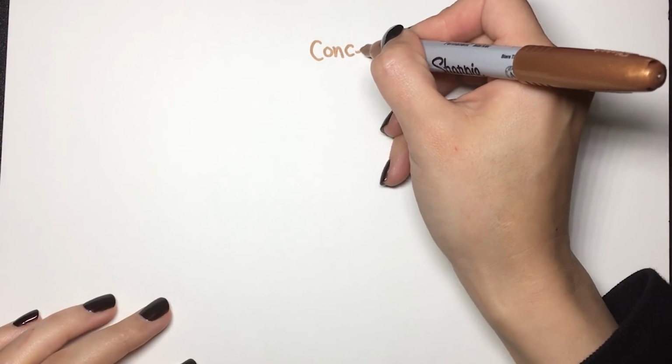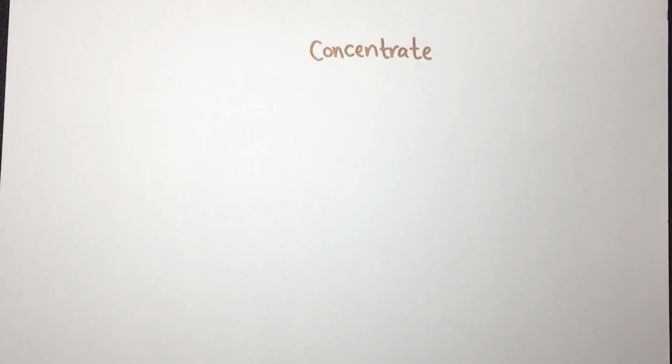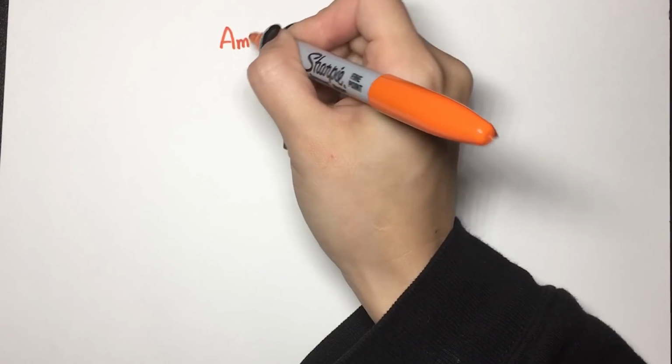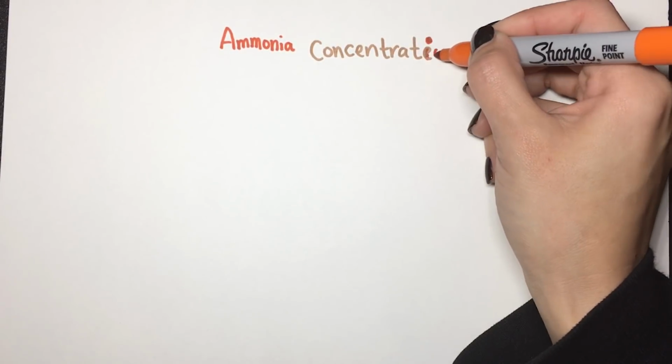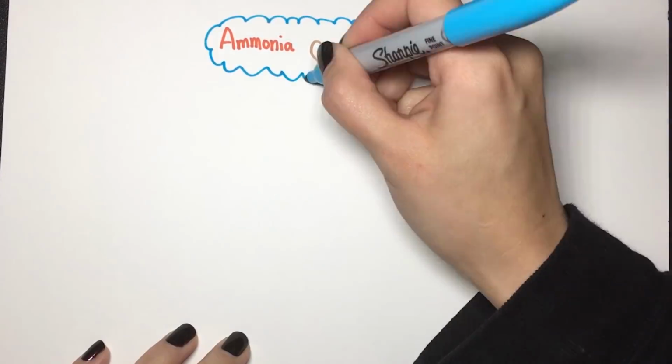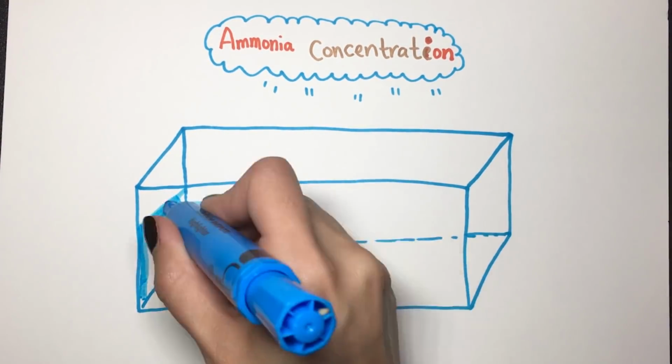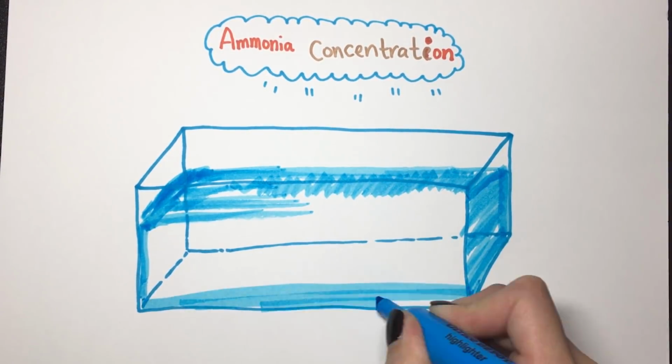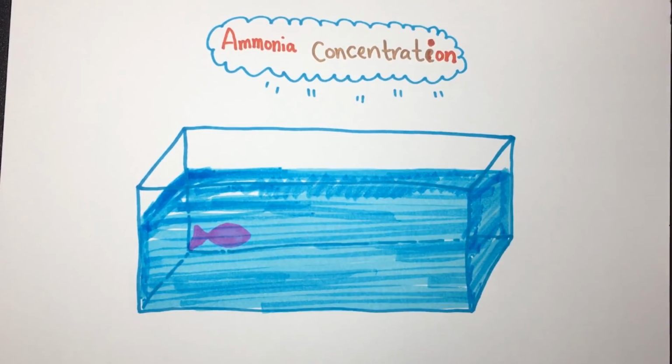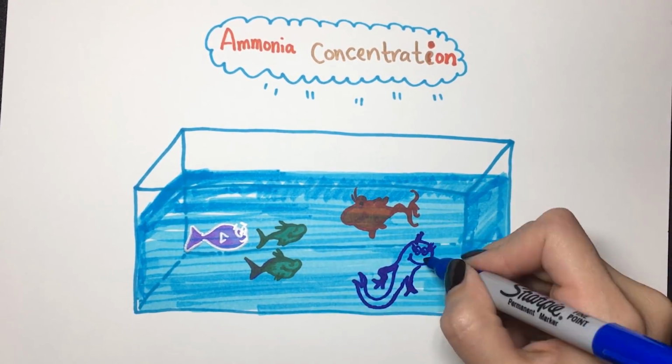So, I'm a high school student trying to concentrate in a class where the teacher is talking about concentration, ammonia concentration in a fish tank to be exact. Of course, I'm bored, so I start doodling. A fish tank. Let's see how many fish I can fit in there. 1 fish, 2 fish, red fish, blue fish.